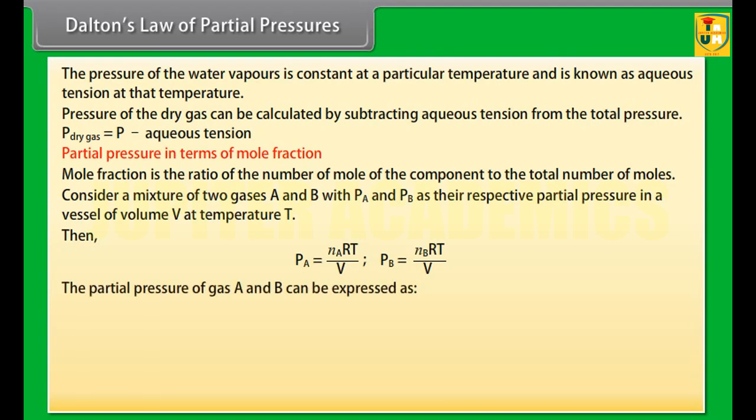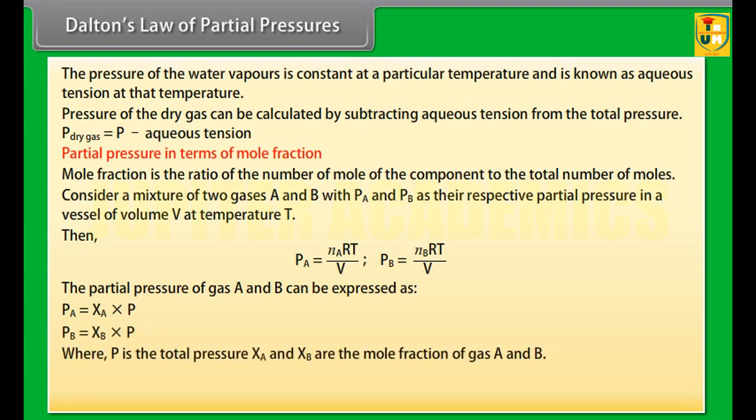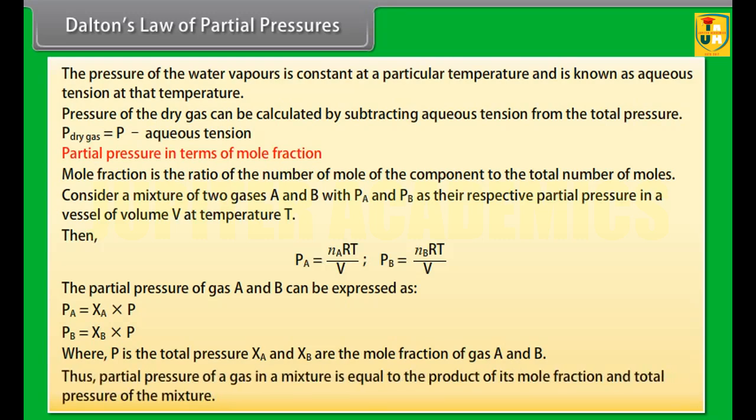The partial pressures of gas A and B can be expressed as PA is equal to XA into P, and PB is equal to XB into P, where P is the total pressure, and XA and XB are the mole fractions of gas A and B. Thus, the partial pressure of a gas in a mixture is equal to the product of its mole fraction and the total pressure of the mixture. Kinetic molecular theory of gas.